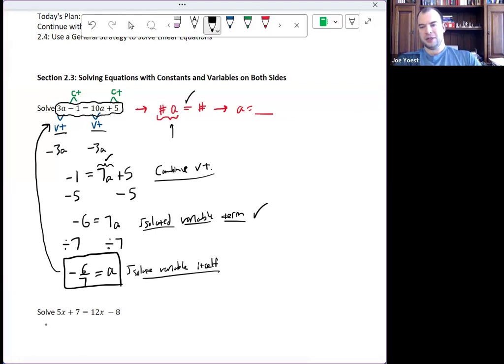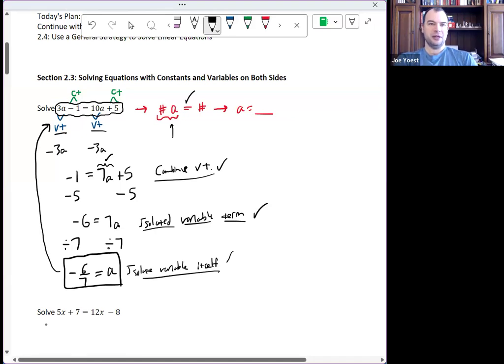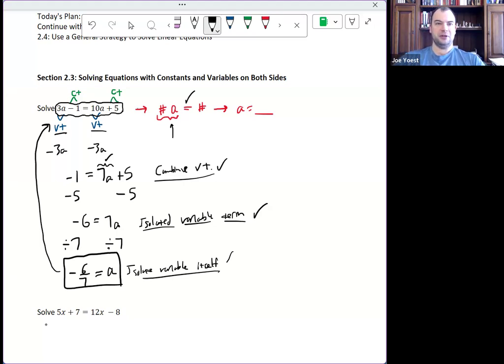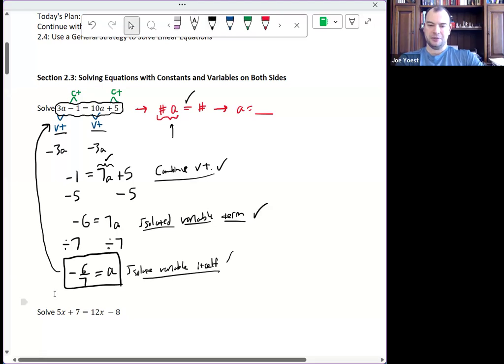So if we understand this structure, combine the variable terms together on one side of the equation, isolate the variable term by getting the constant terms combined together on the other side of the equation, isolate the variable itself by dividing through by the coefficient. That's really the strategy, the overview of how to solve any linear equation like this.